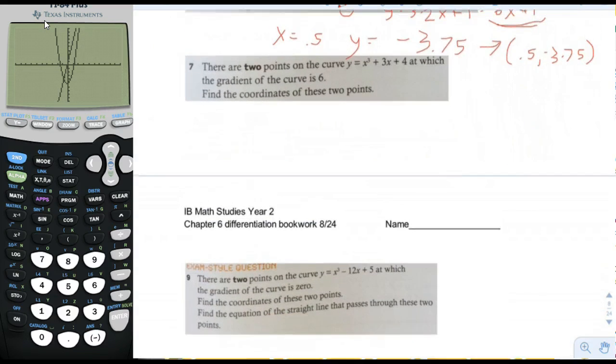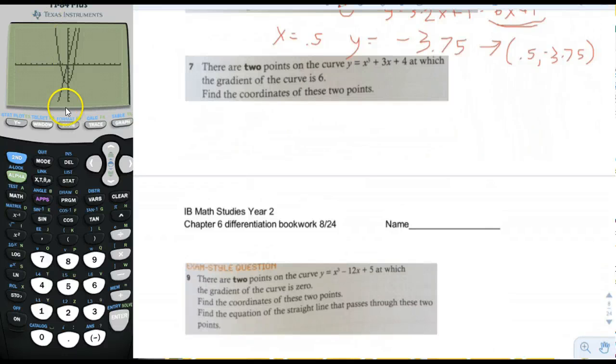There are 2 points on the curve, y equals x cubed plus 3x plus 4, at which the gradient of the curve is 6. Okay, so this is the same kind of problem. It's just that with this particular function, there's more than 2 points that have the same gradient. Okay, when you have a parabola, then the gradient at any point is different. Okay, but when you have a cubic function, that's not true. If you say when is the gradient equal to 6, you're going to get 2 points, not 1.